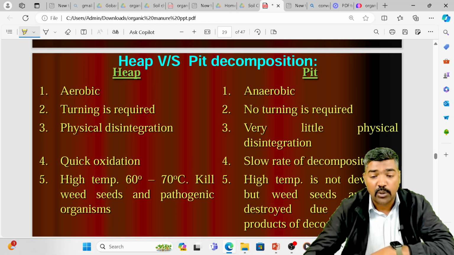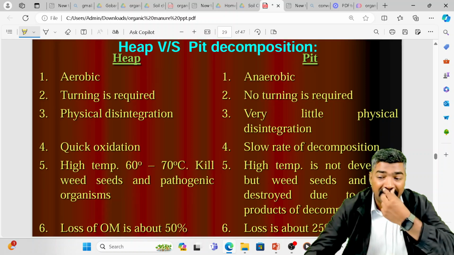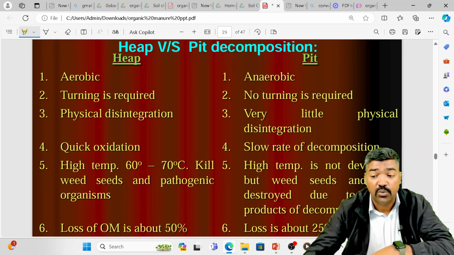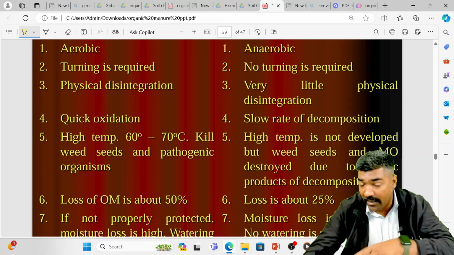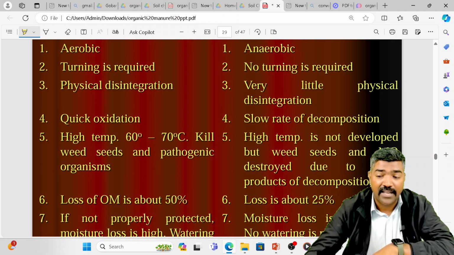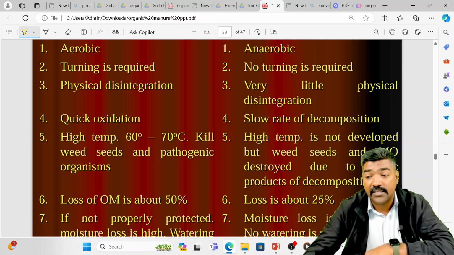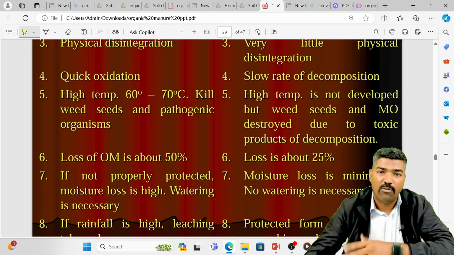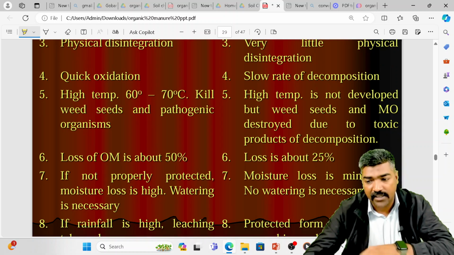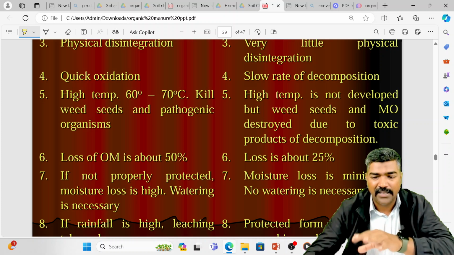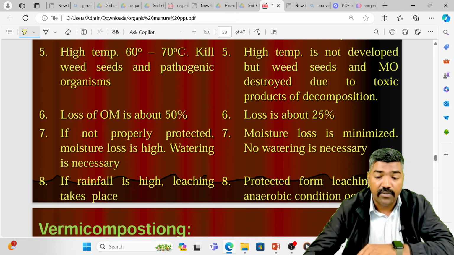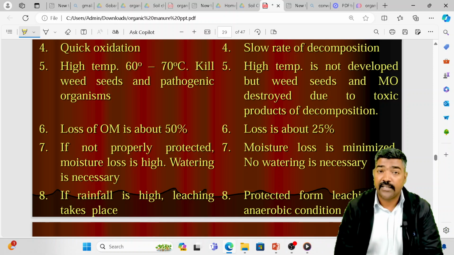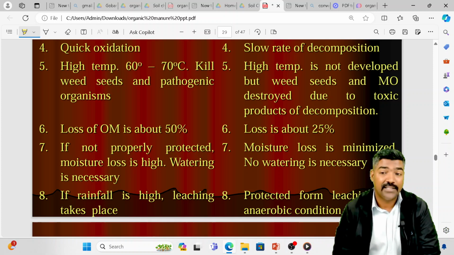The high temperature, which can be 60 to 70 degrees Celsius, as we have seen, kills weed seeds and pathogenic organisms. In the pit, very high temperature is not developed, but weed seeds are destroyed due to the toxic products of decomposition. The loss of organic matter is about 50% in the heap, and the loss in the pit is 25%. If not properly protected, moisture loss is high in the heap and watering is necessary. In the pit, loss is minimized and no watering is necessary. If rainfall is high, leaching will take place in the heap, while the pits are protected from leaching, but anaerobic conditions occur there.